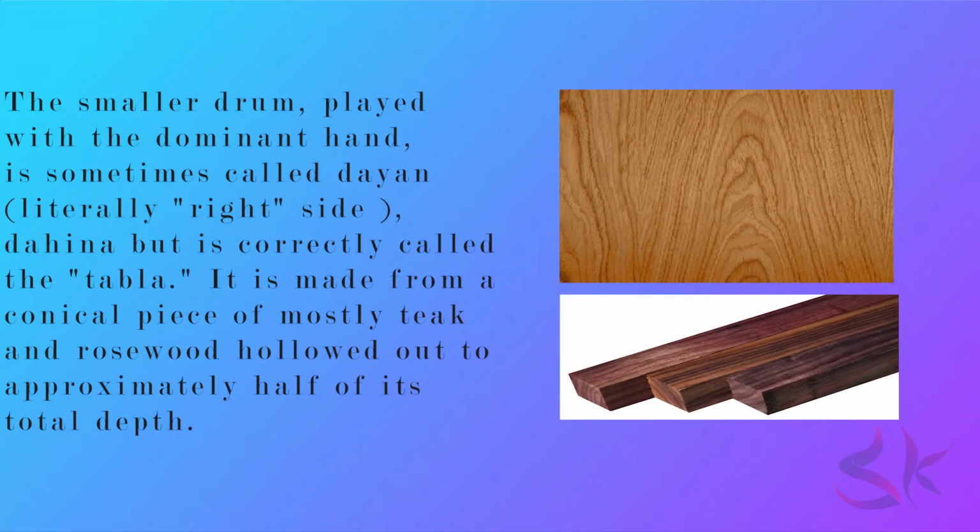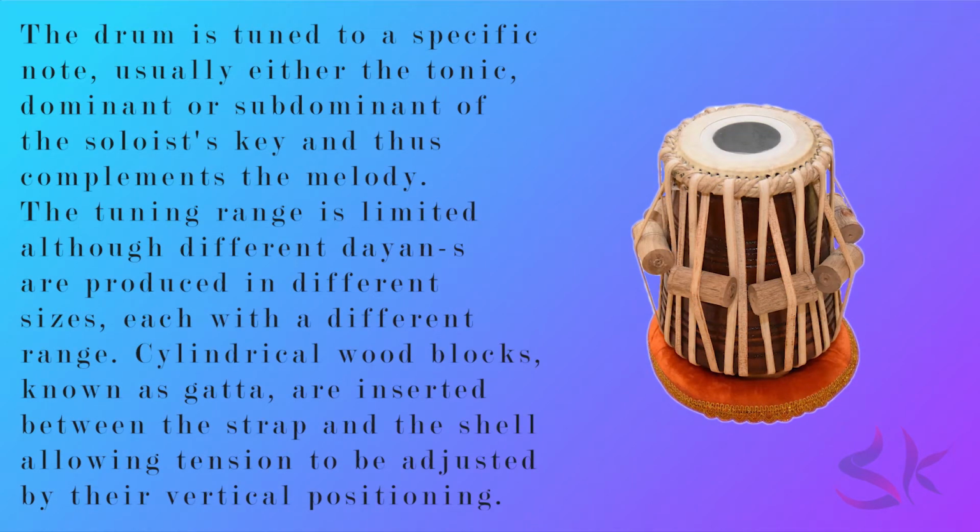Let's talk about its structure and its components. The smaller drum, played with the dominant hand, is sometimes called daya or dahina, but correctly called the tabla. It is made from a conical piece of mostly teak and rosewood, hollowed out to approximately half of its total depth. The drum is tuned to a specific note, usually either the tonic, dominant or subdominant of the soloist's key, and thus complements the melody.